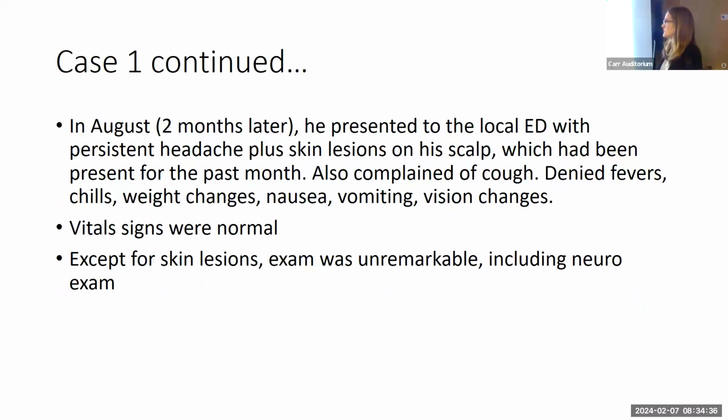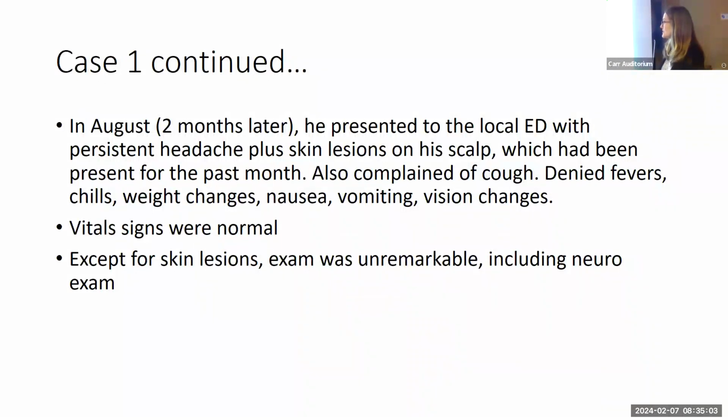Then in August, which was about 2 months later, he presented to his local emergency department with persistent headaches that were worsening. Plus, he had the onset of these unusual skin lesions on his scalp that had started about a month ago and had been growing. He also complained of a mild cough that was non-productive. He denied fevers, chills, weight changes, nausea, vomiting, and vision changes. And his vital signs, again, were normal.